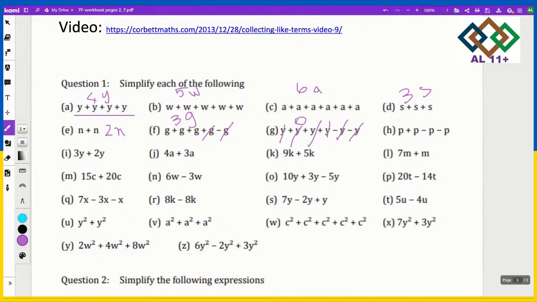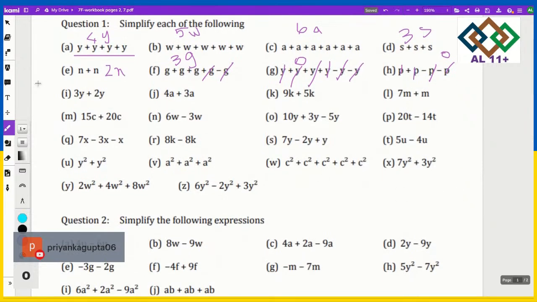Good. H is also 0. So H is also 0. This is 0 because this cancels with this one and this cancels with this one, so we are left with 0. So now we have 3y plus 2y, and that's 5y. Good. That is 5y.